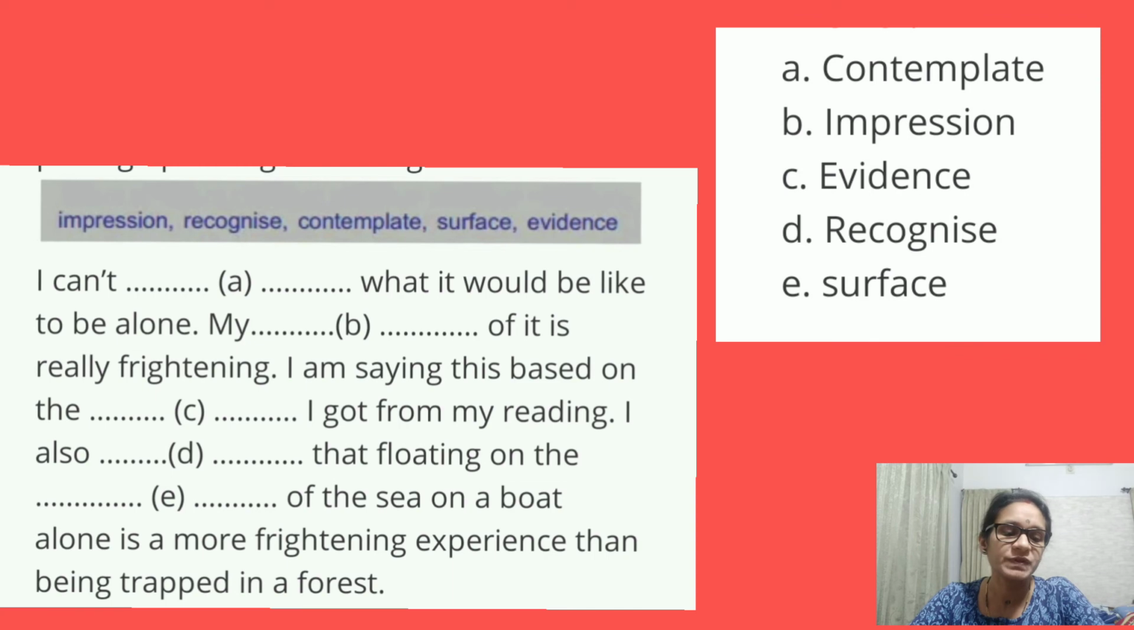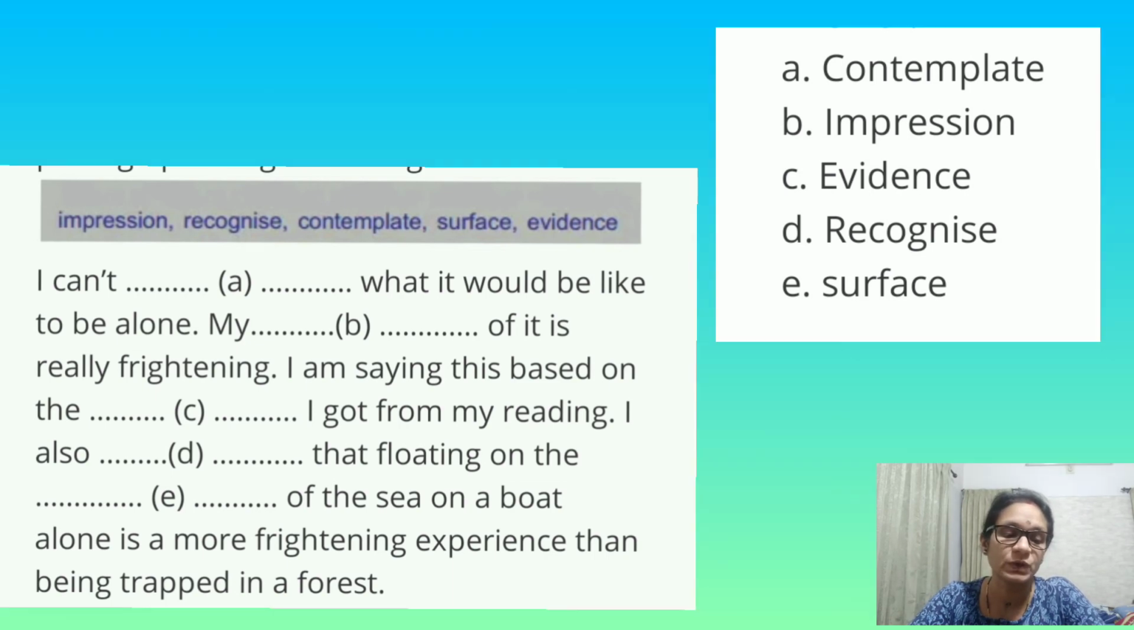Next one, I'm saying this based on the dash. Saying this based on the evidence I got from my reading. I also dash recognize. I also recognize that floating on the surface of the sea on a boat alone is a more frightening experience than being trapped in a forest. Read it carefully and fill in the words properly. Okay.